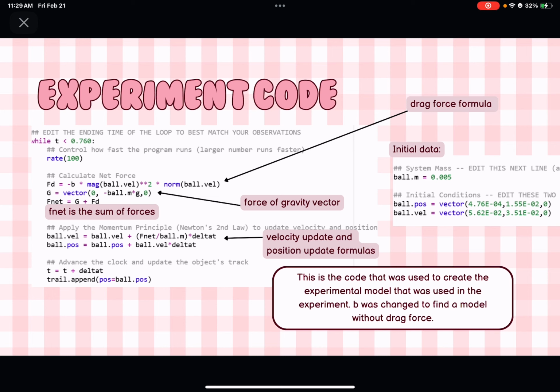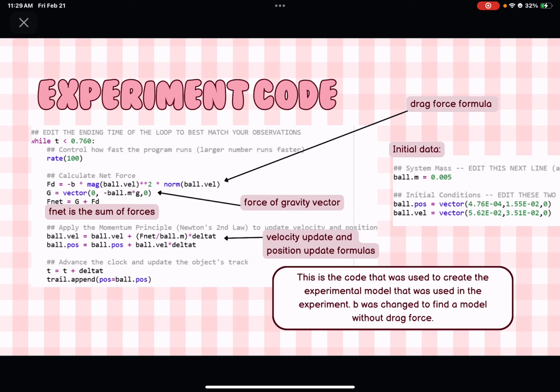Here's the experiment code. You can see that the drag force formula is pointed at below, and the force of gravity vector is also pointed at. Fnet is the sum of both the gravity and the drag force. Then we use the position and velocity update formulas to update the position and velocity, and it's used again in the while loop.